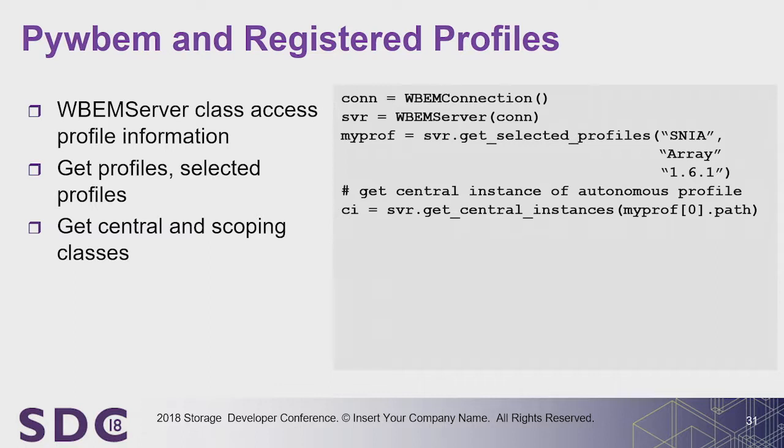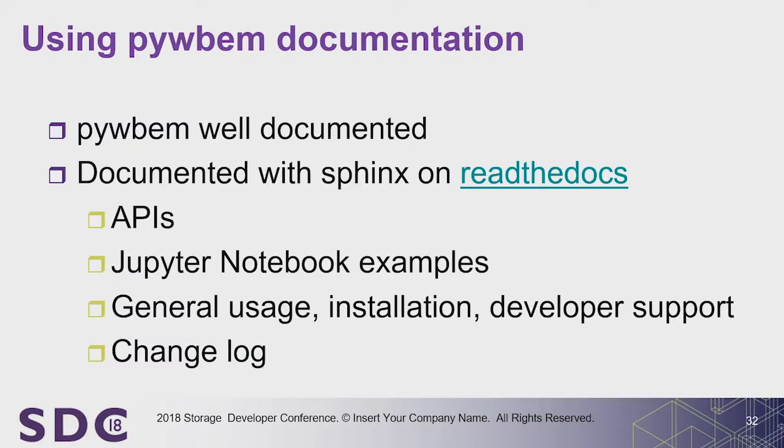Registered profiles, same thing. To get to the basic profiles, you make the connection, you start the server object, you get the profiles. I want to get the SNIA Array 1.61 profile. I didn't put the try block in it. And then I go and get the central class, and right here, I'm now in 4 lines of code, and I'm setting up the central class. Of all the implementations we saw, very few implemented this correctly. Again, make it easy for the user.